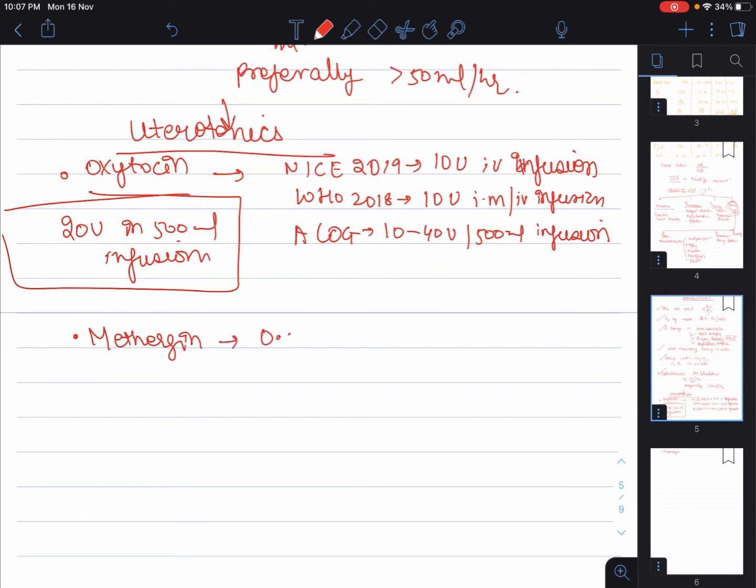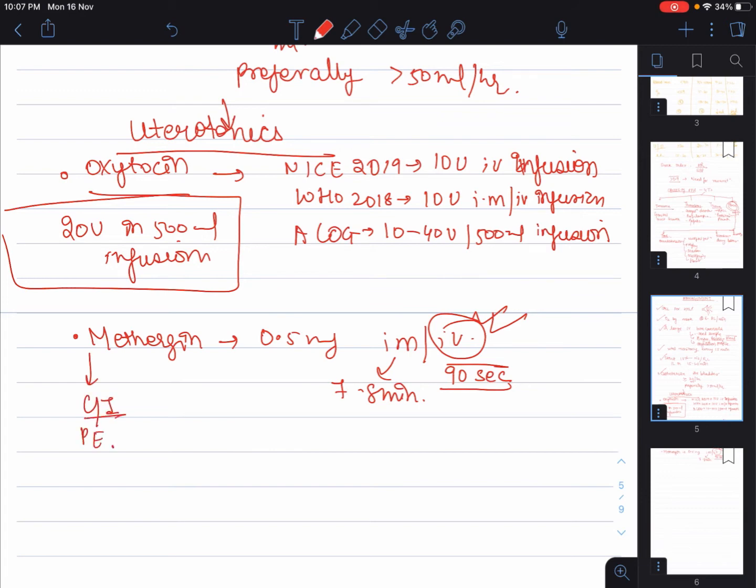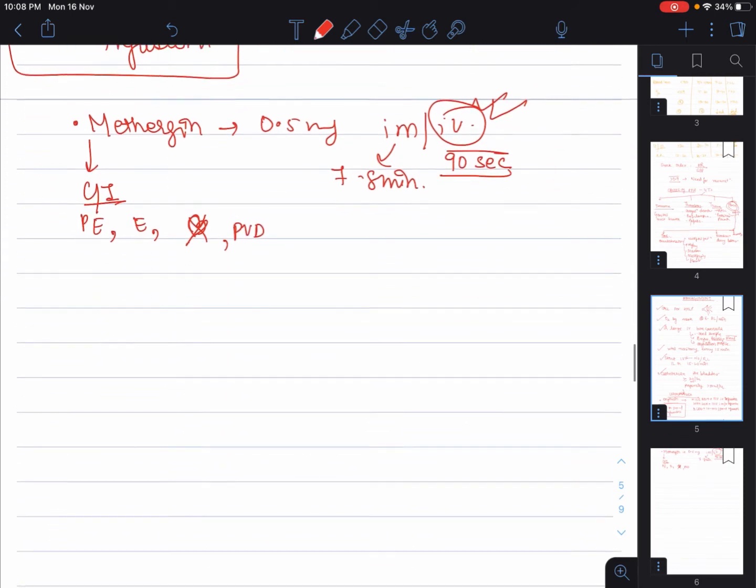How much can you give? 0.5 milligram IM or IV, preferably IV, because IV takes action within 90 seconds, while IM can take around 7 to 8 minutes to act, right? So you'll prefer IV methergine, but you have to keep in mind that there are some contraindications. The patient should not be eclamptic, no heart disease, right? And the patient should not be having any peripheral vascular disease. These are the contraindications to methergine, right?